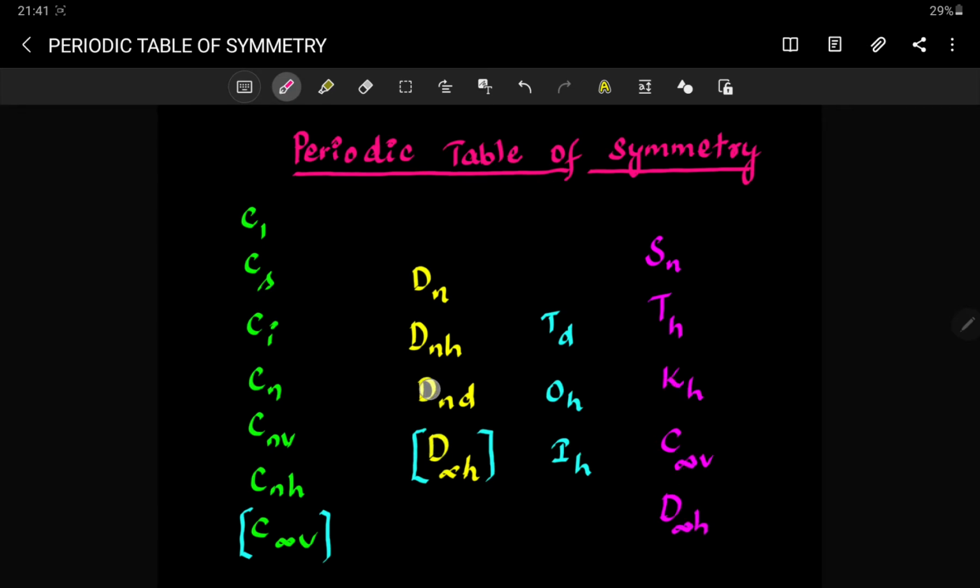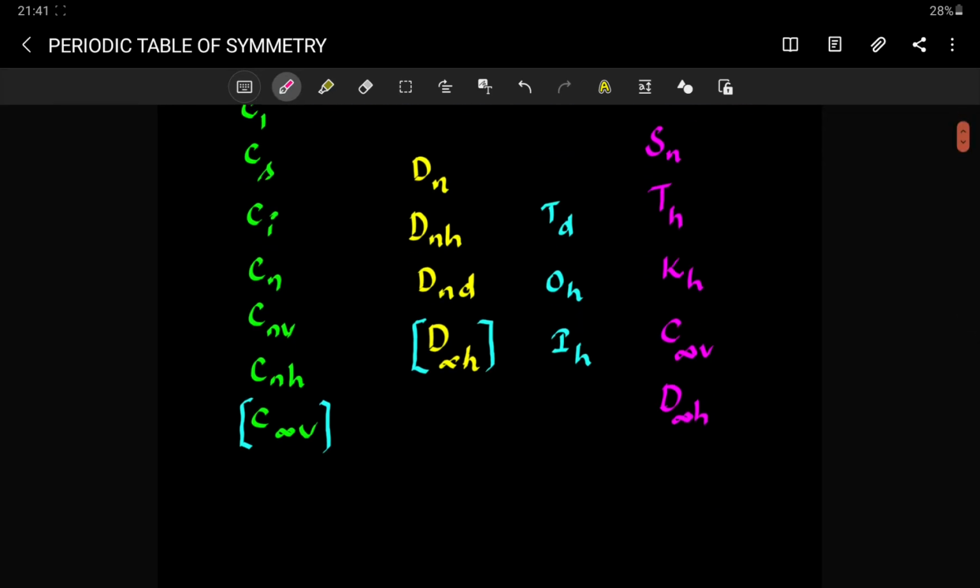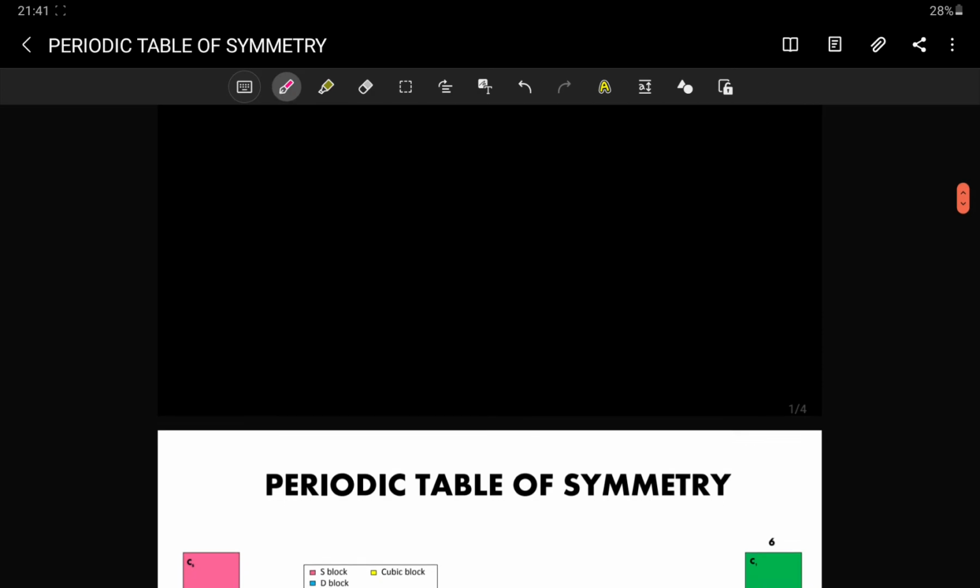Since there is some correlation with D and C, these have also been included here. This is only for understanding. And all these are unique to themselves. The author of the present research article classified these point groups into 4 blocks correlating to the 4 blocks of the regular periodic table of elements.